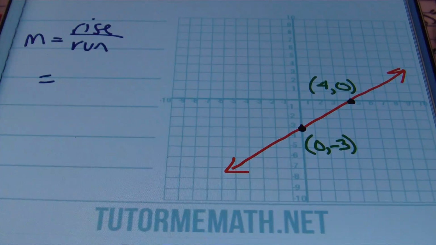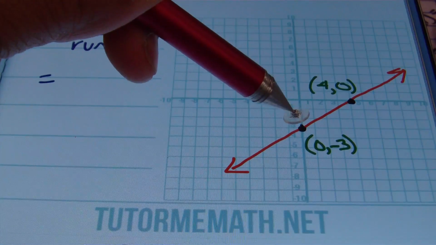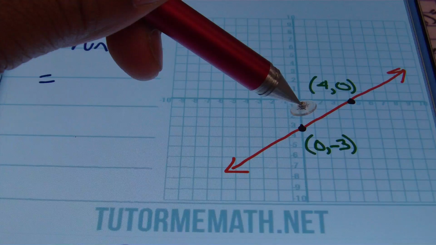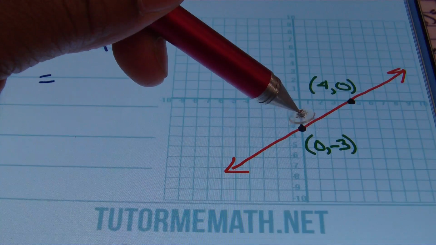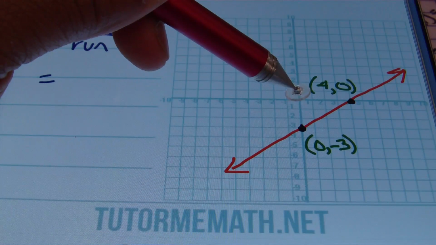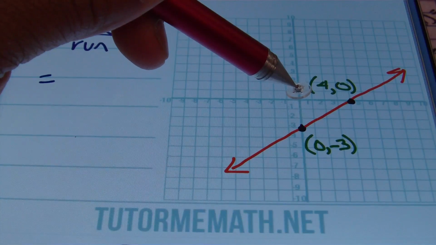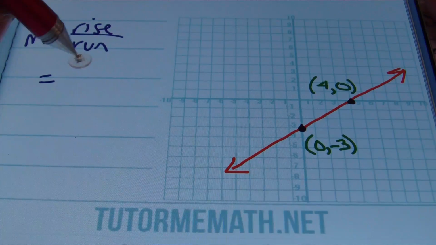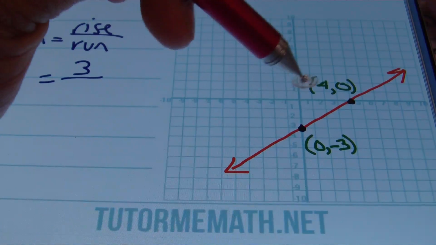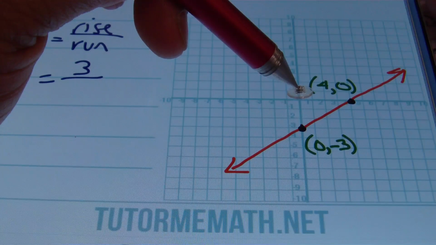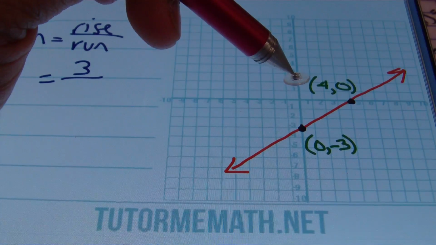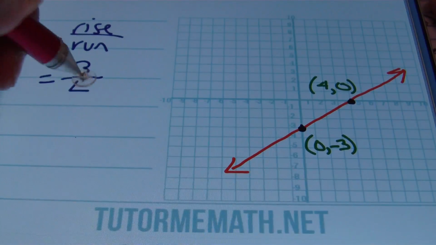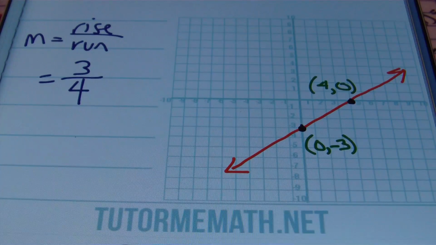So for instance, I'm going to find out the rise first. Starting from this first point of (0, -3), in order to get to the same level as the point (4, 0), I'm going to have to go up 1, 2, 3 to get to that 0 mark on the y-axis. So therefore I went up 3 places. Then from this point over here, I'm going to have to move over to the right, or run, 1, 2, 3, 4 places to the right. Okay, so I'm left with 3/4 as a result.